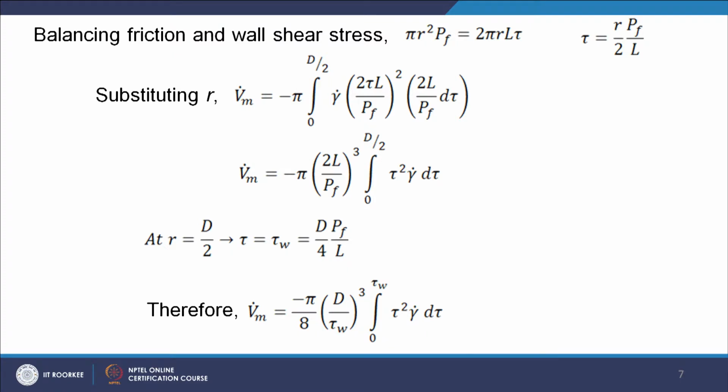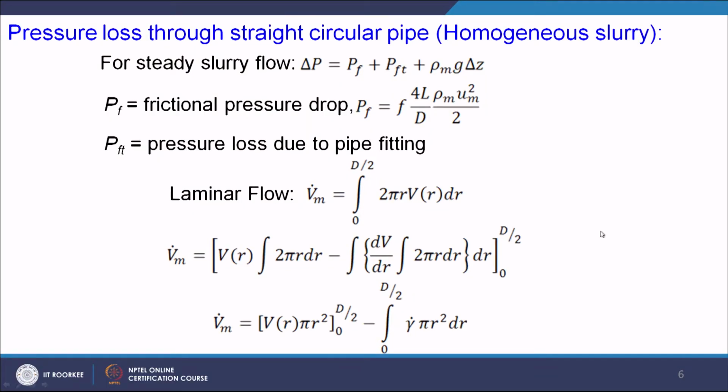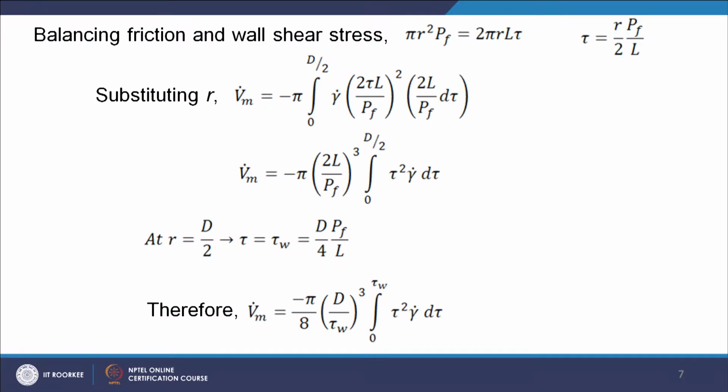So, already we had here gamma dot pi r square dr. What we can do is replace the value of gamma dot here. So, from here, if you find out the value of r, it will be 2L tau by Pf.